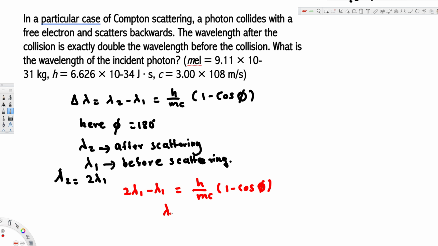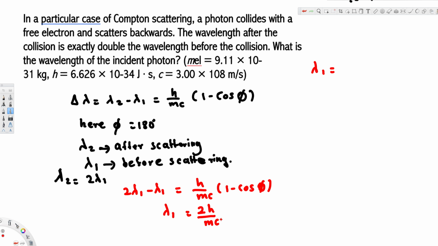This is going to be lambda 1, and this cos phi is negative 1, right? Because cos 180 degrees is negative 1. Negative 1 is going to make this positive 1, so we have 1 plus 1, that's going to be 2. So we are going to have 2h over mc. Okay, now this is lambda 1.